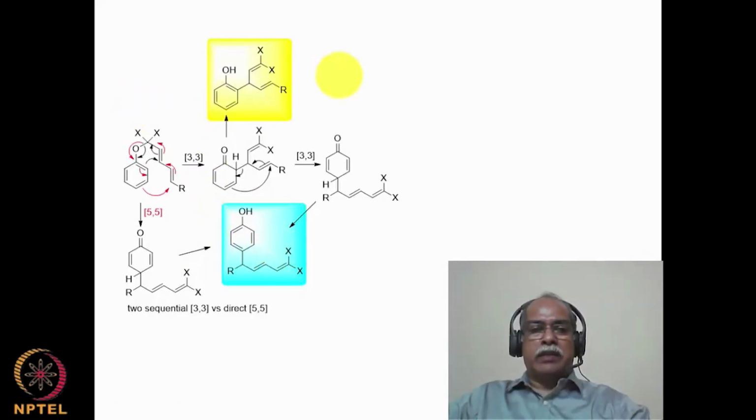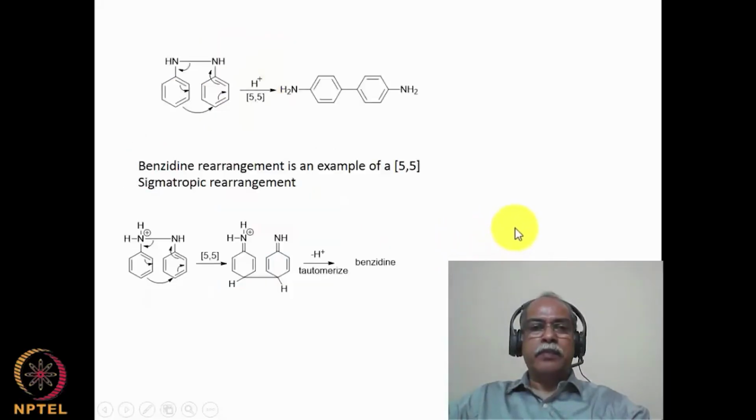The sequential 3,3 sigmatropic rearrangement, although it can also in principle yield this product, has been ruled out based on mechanistic study. So this particular process that is shown by this arrow here is a ruled out process based on the mechanistic study by the scientists.